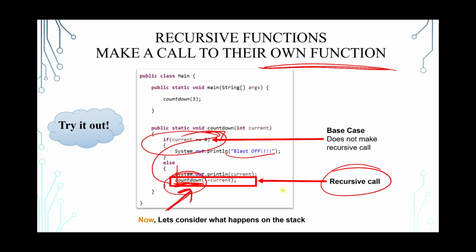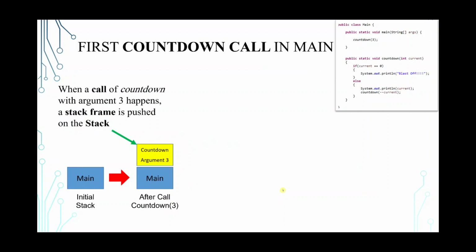Now let's consider what happens on the stack side. So here is your program. The first thing you visit when you run your program is the main, the first line in the main. The first line in the main is calling countdown with the argument 3. So we have the main function when we started the program, only the main function stack frame in the stack. And when we call this, we push a new stack frame with this variable current, and we give it the argument 3. So we push the countdown frame with the argument 3. This is a new stack frame.